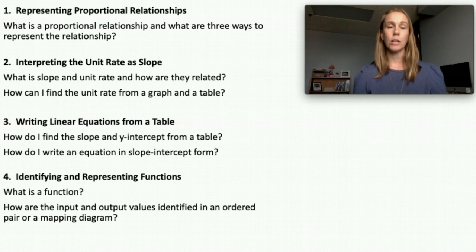The third activity is writing linear equations from a table. We're going to talk about how to find slope and y-intercept from a table, and then write an equation in slope-intercept form. The fourth and last section in this part of the packet, we're going to identify and represent functions. We'll talk about what a function is and how the input and output values are identified in an ordered pair, and how they are shown in a mapping diagram. So we're going to look at a specific representation of functions in that section.